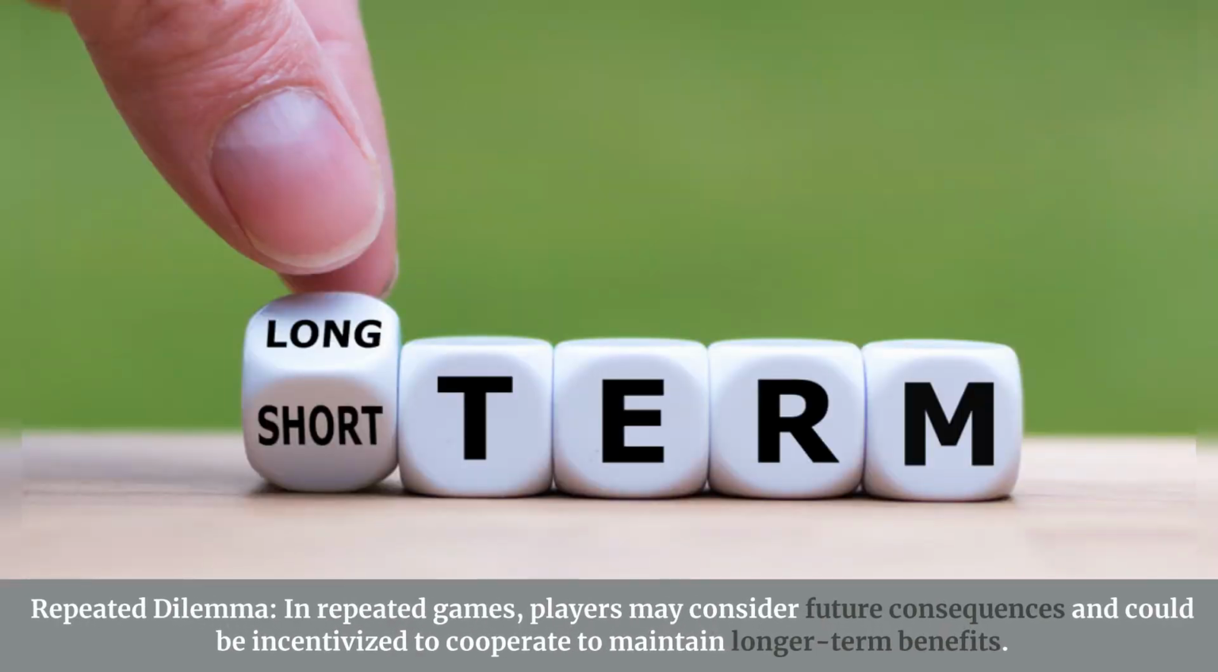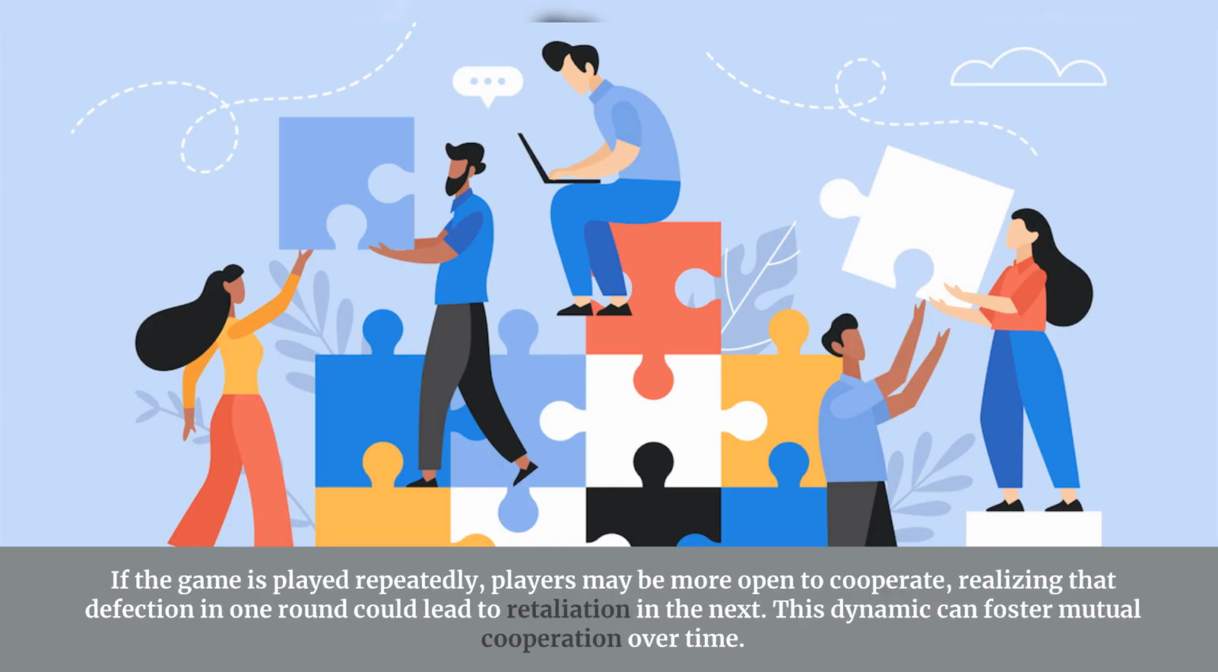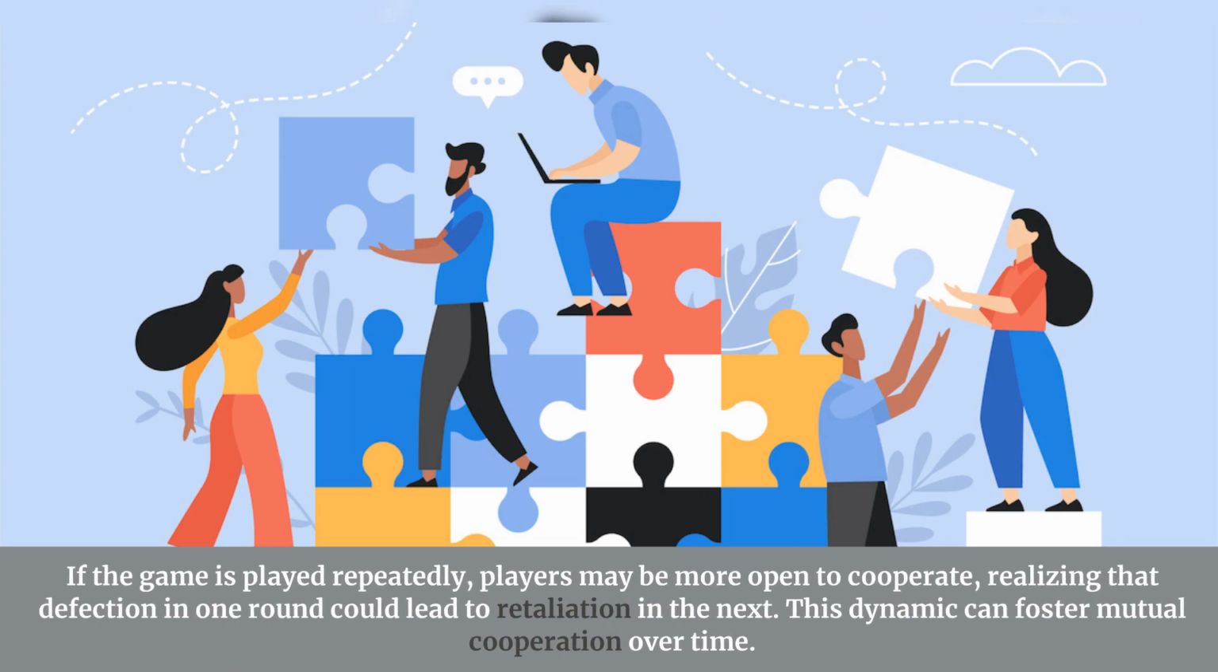Repeated dilemma. In repeated games, players may consider future consequences and could be incentivized to cooperate to maintain longer-term benefits. If the game is played repeatedly, players may be more open to cooperate, realizing that defection in one round could lead to retaliation in the next. This dynamic can foster mutual cooperation over time.